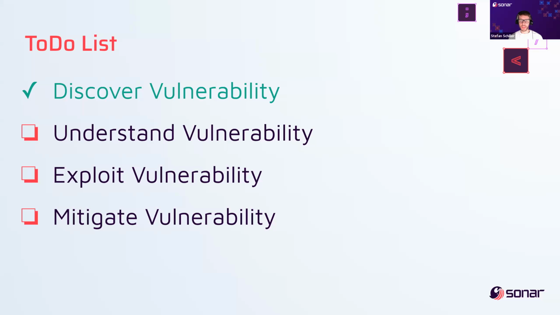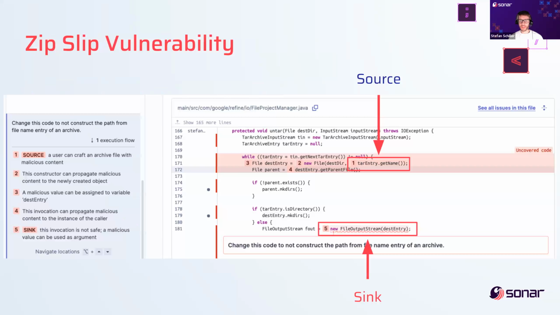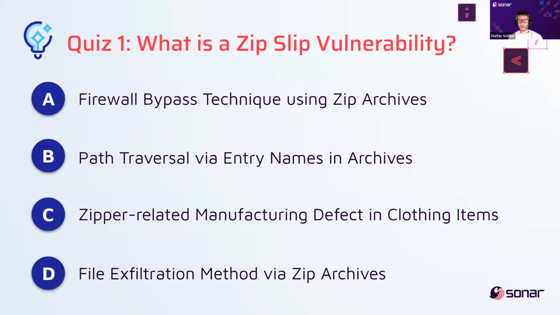Okay, so first task done. We discovered a critical security vulnerability. Of course, we also want to understand this vulnerability. And now it's your turn. We can see that the source of the taint flow for this vulnerability is the entry name of an archive, and the sink is the constructor of the FileOutputStream class. SonarCloud also stated that this is a zip slip vulnerability. So let's start our quiz with the first question. What is a zip slip vulnerability?